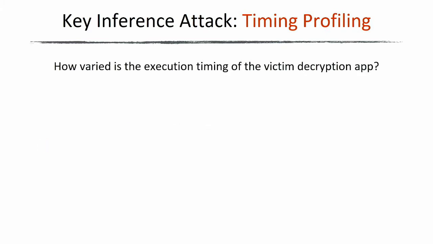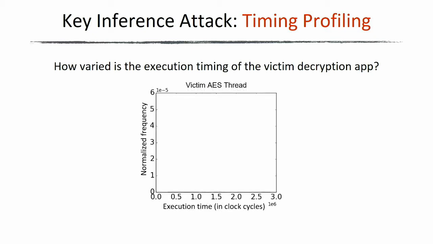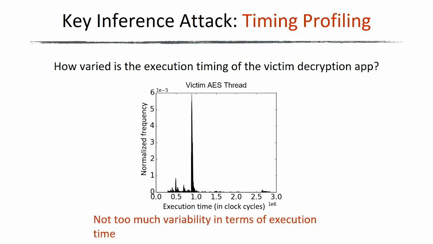So the first question we ask is, how long does the decryption operation actually take? Does it actually vary from run to run? Because if it changes too much, we're going to have a really tough time injecting the fault to where we want. So here we plot a histogram of the execution time of the decryption operation. And we see that more than 80% of the invocations take between 800 to 900,000 cycles. So in terms of execution time, there's not much variability in the thing that we want to try to attack here.